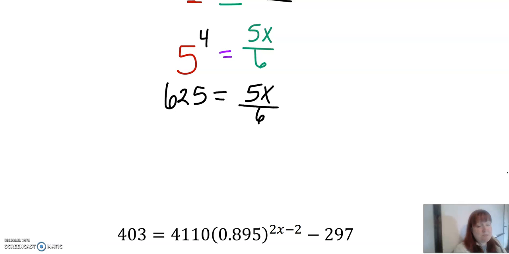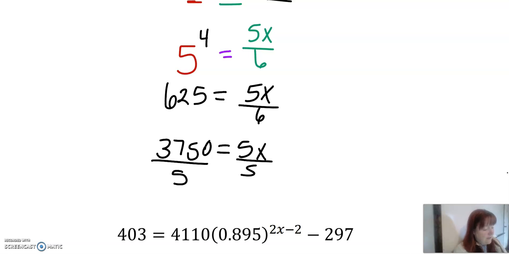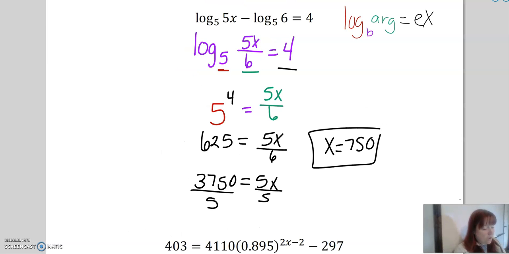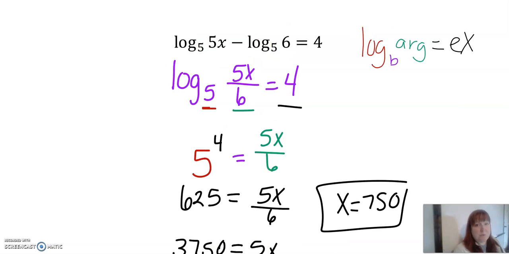This is something we've been seeing since middle school. We know how to solve this, right? Multiply both sides by 6 and we get 3750 equals 5x. And we divide both sides by 5 and we get x equals 750. So what I'm telling you is that x makes this whole thing true. That makes that whole thing true. Log base 5 of 5 times 750 minus log base 5 of 6 equals 4.